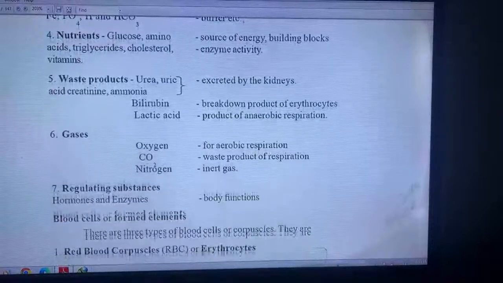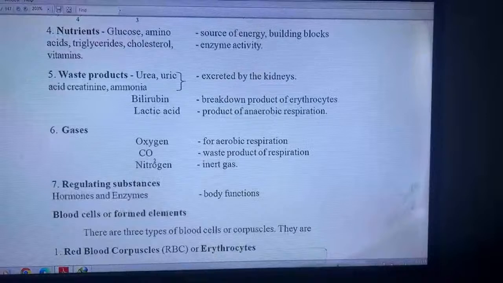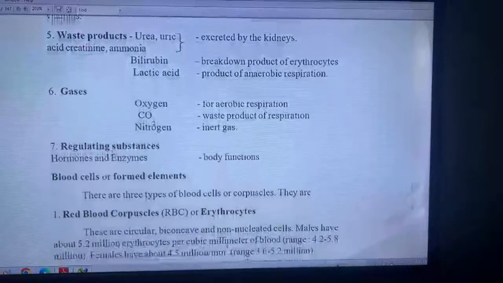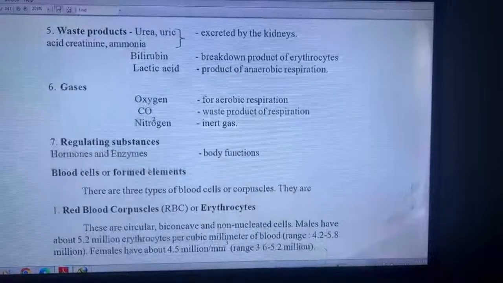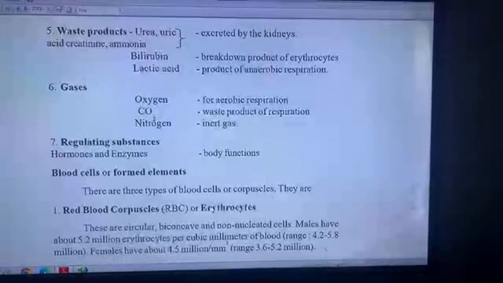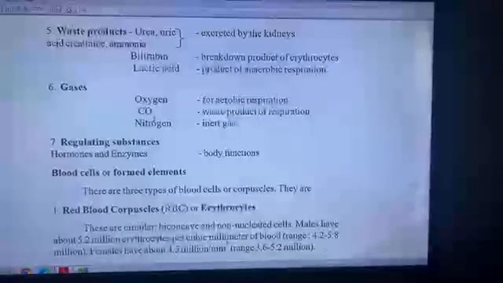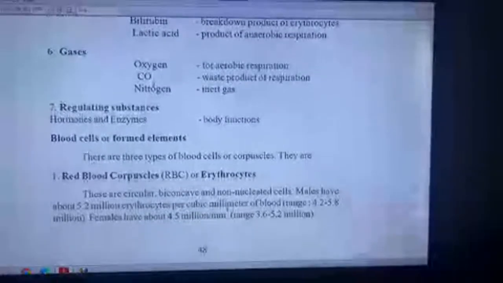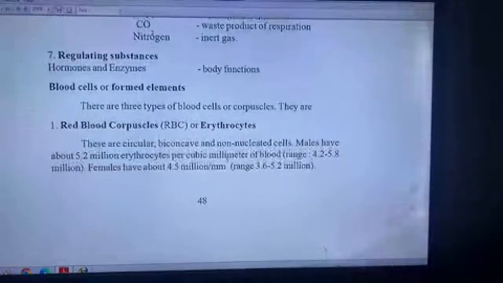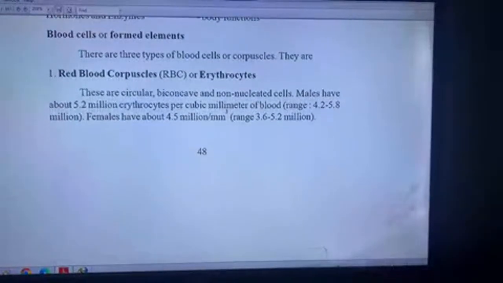Nutrients: glucose, amino acids, triglycerides, cholesterol, vitamins, are a source of energy, building blocks, and enzyme activity. Waste products: urea, uric acid, creatinine, ammonia, bilirubin, lactic acid. These are excreted by the kidneys; bilirubin is a breakdown product of erythrocytes, and lactic acid is a product of anaerobic respiration. Gases: oxygen for aerobic respiration, carbon dioxide, a waste product of respiration, and nitrogen, an inert gas. Regulating substances: hormones and enzymes regulate body functions.